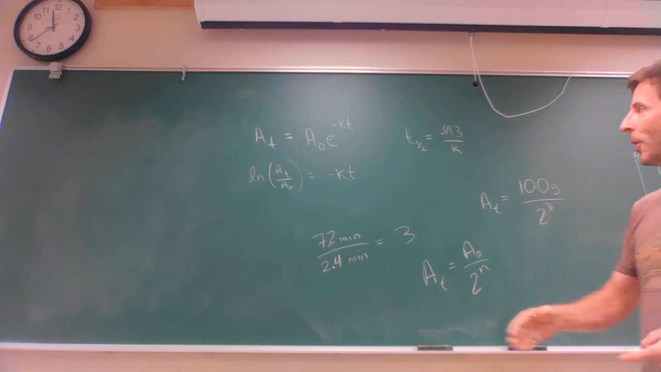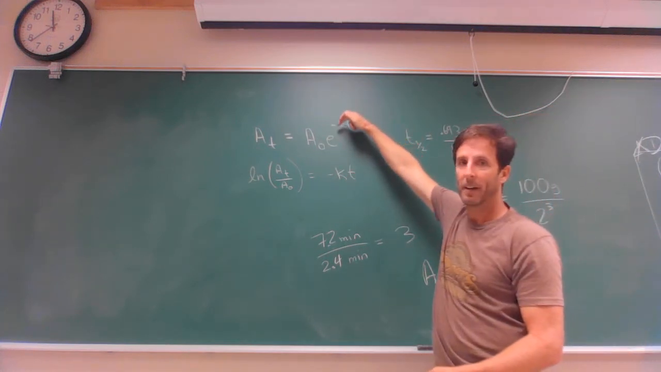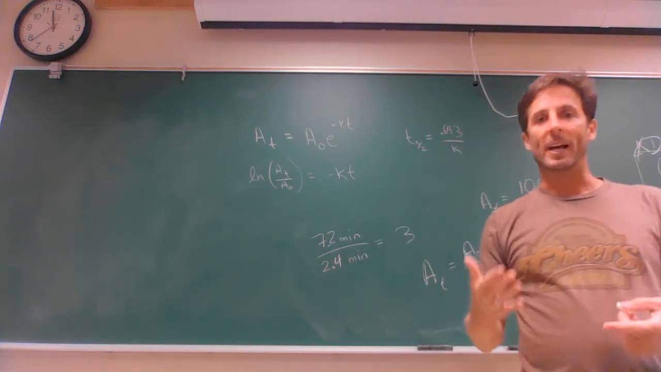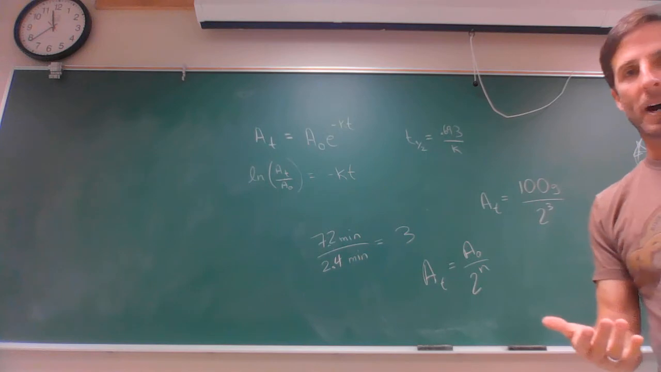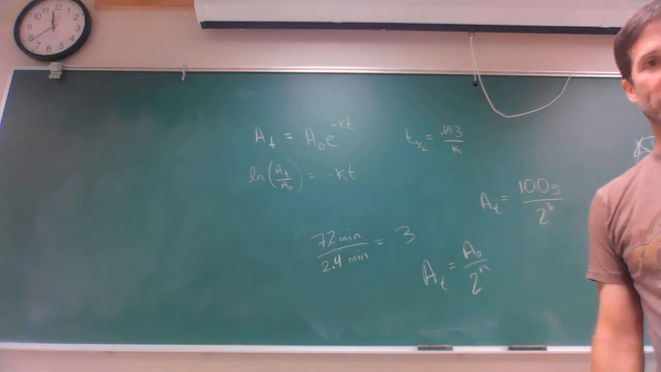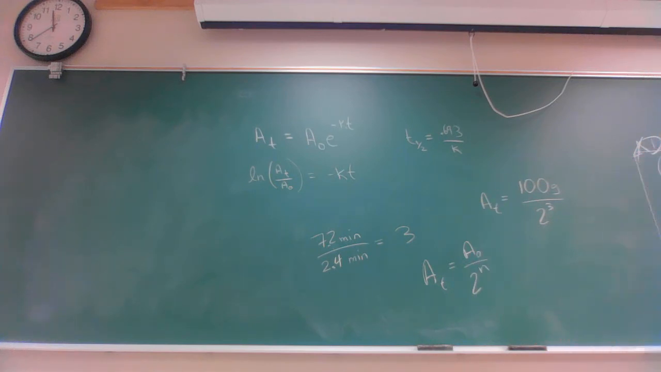You could also plug into this equation, use the half-life to find K, and then solve it that way. You should get the same answer either way. You just have to decide which equations you're going to memorize. Keep in mind, none of these equations are going to be provided to you on the test. First order equations, you have to memorize them.